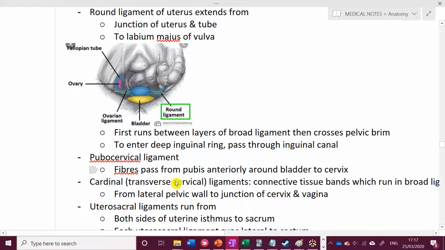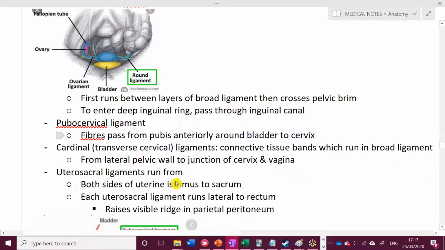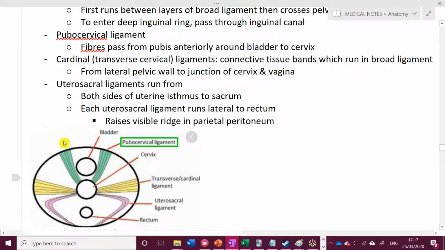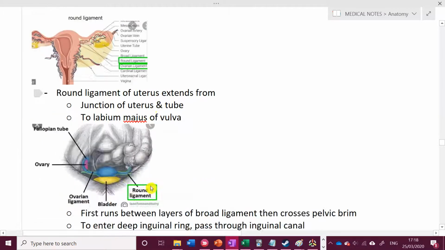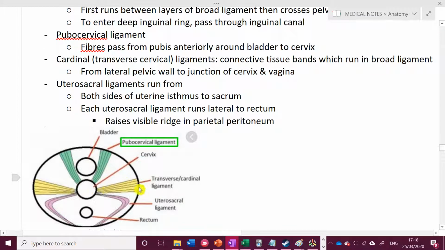The pubocervical ligament fibers pass from the pubis anteriorly around the bladder to the cervix. I should probably show you this picture, of the various different types of ligaments holding the cervix in place. The pubocervical ligaments pass from the pubis anteriorly around the bladder to the cervix. The cardinal or transverse cervical ligaments are connective tissue bands which run in the broad ligament. So inside this double fold of peritoneum, this broad ligament, the transverse cardinal ligaments run in there, from the lateral pelvic wall to the junction of the cervix and the vagina.